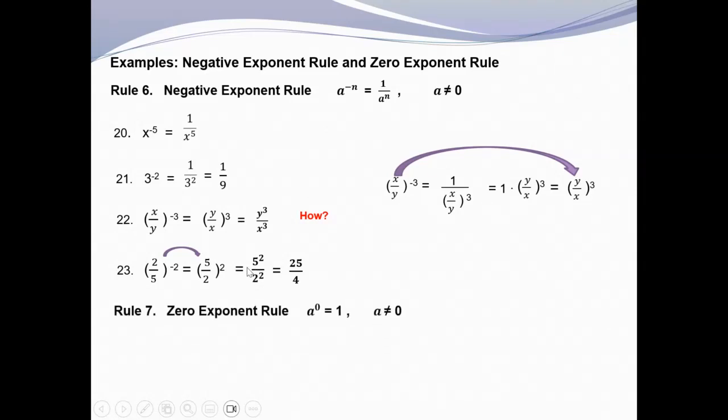Now comes rule number 7, the zero property rule. If you have a to the 0, or a to anything to the 0 power, it will always be 1, and a cannot be 0. Example, what's x to the 0? 1. What's parentheses 5xyz, close parentheses, to the 0 power? The answer is 1, because this whole term is raised to the 0 power, which is 1.